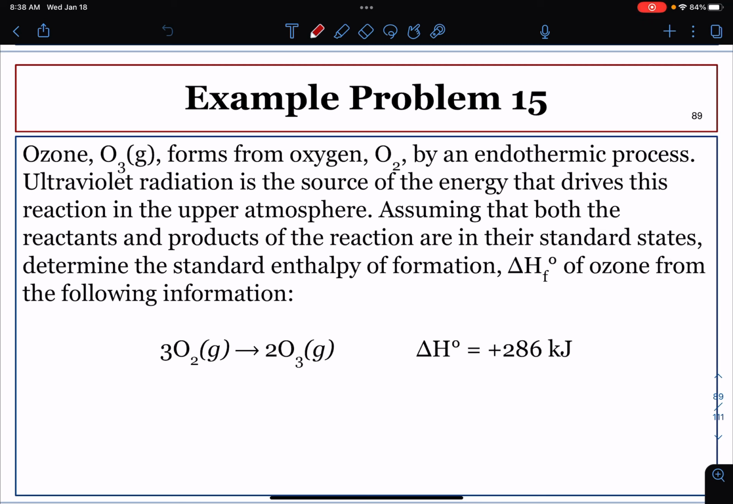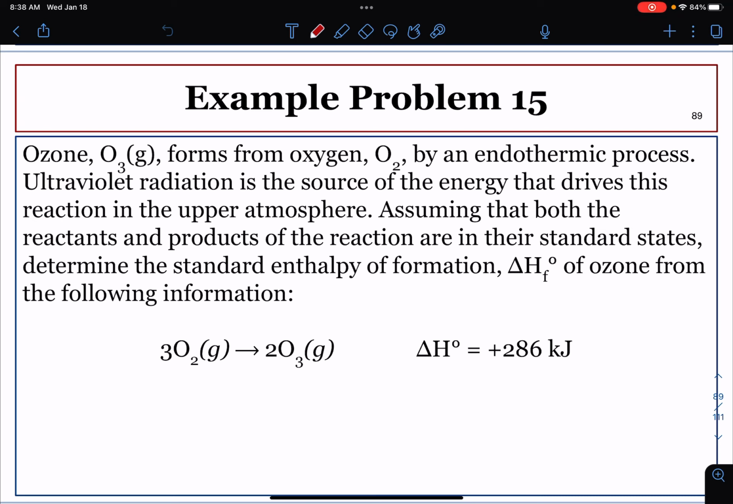Ozone, O3, forms from oxygen, O2, by an endothermic process, which means the process is going to absorb energy. Ultraviolet radiation is the source of the energy that drives this reaction in the upper atmosphere. Assuming that both the reactants and products of the reaction are in their standard states, determine the standard enthalpy of formation, delta H f, of ozone from the following information.